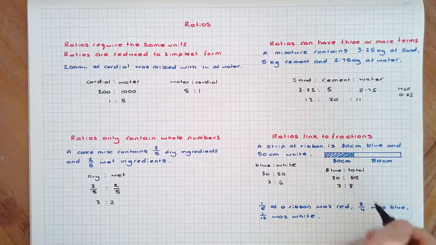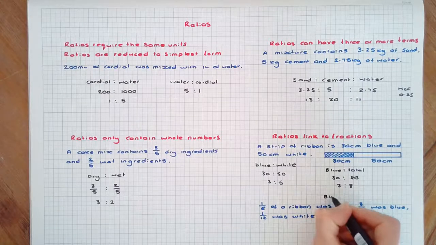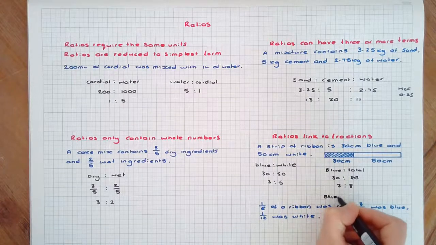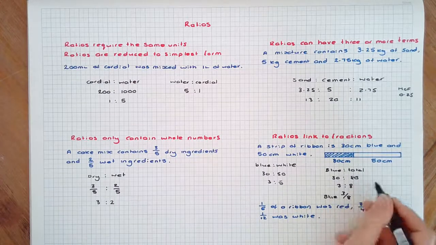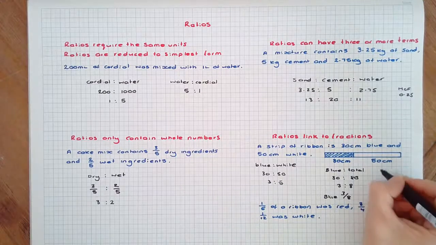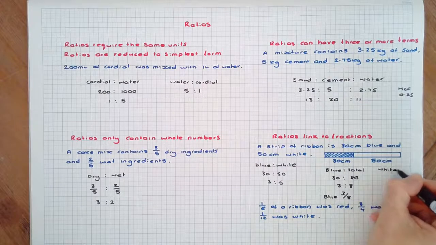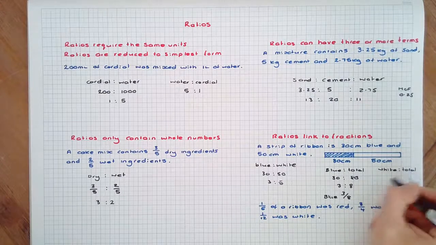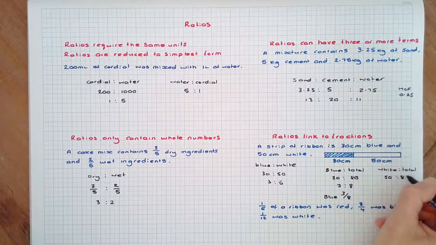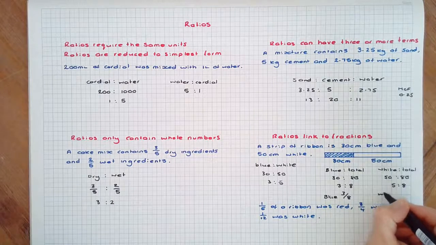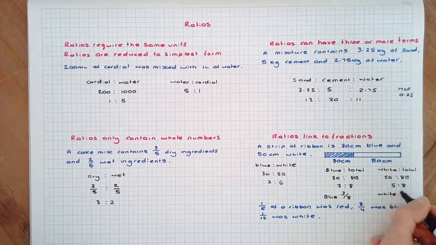In other words, blue is 3/8 of the total length. Similarly, the ratio of white to total is 50 centimetres to 80 centimetres, or 5 to 8. And the fraction that is white is 5/8.